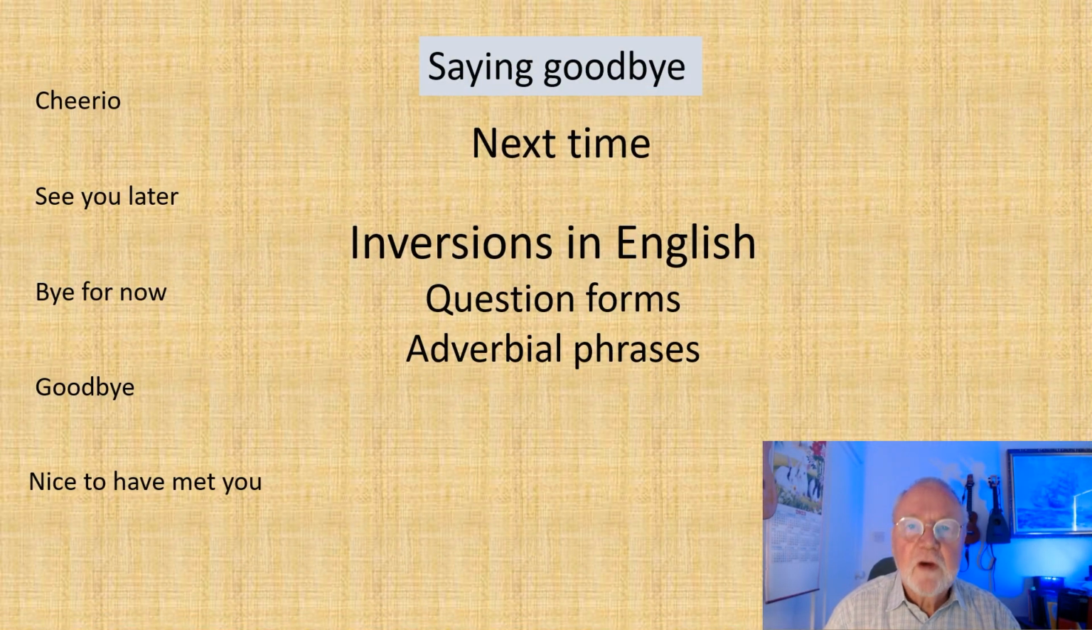Next time we shall look at inversions in English. That's question forms and adverbial phrases.